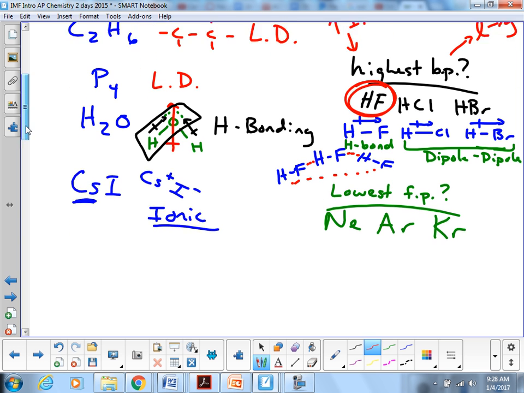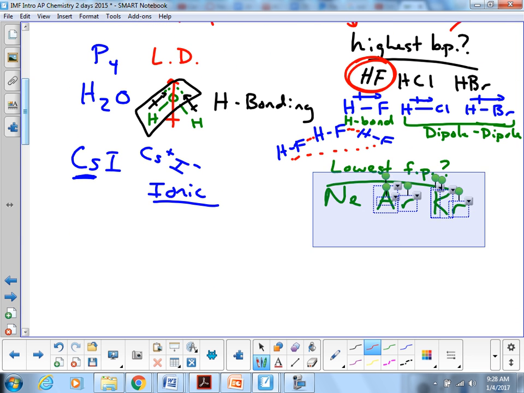Okay? Let's talk about this one, one more. And this looks maybe like a very similar problem, but it's slightly different.